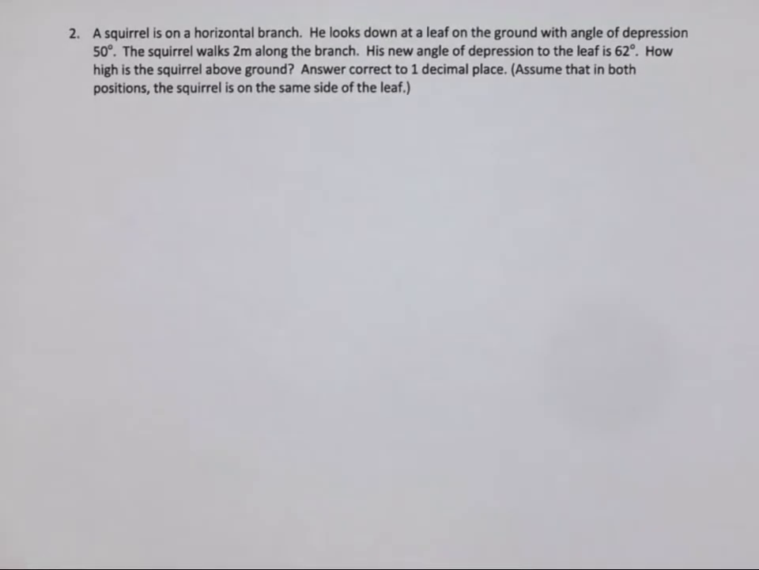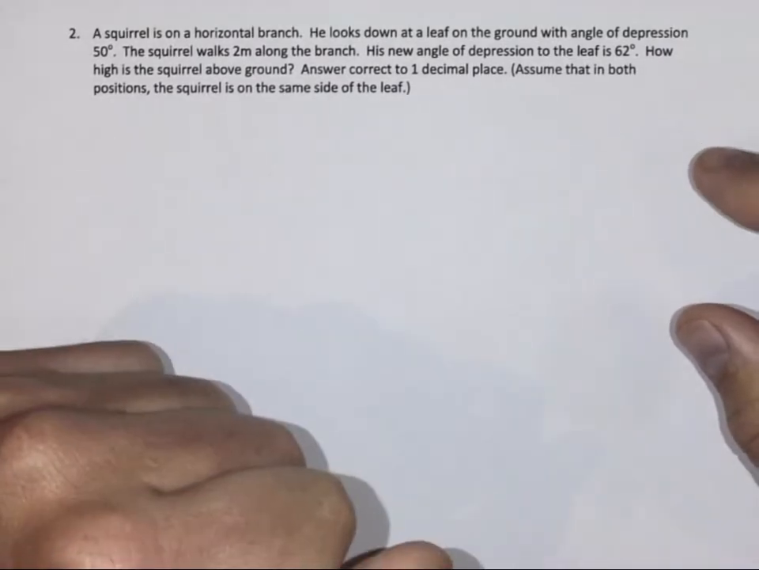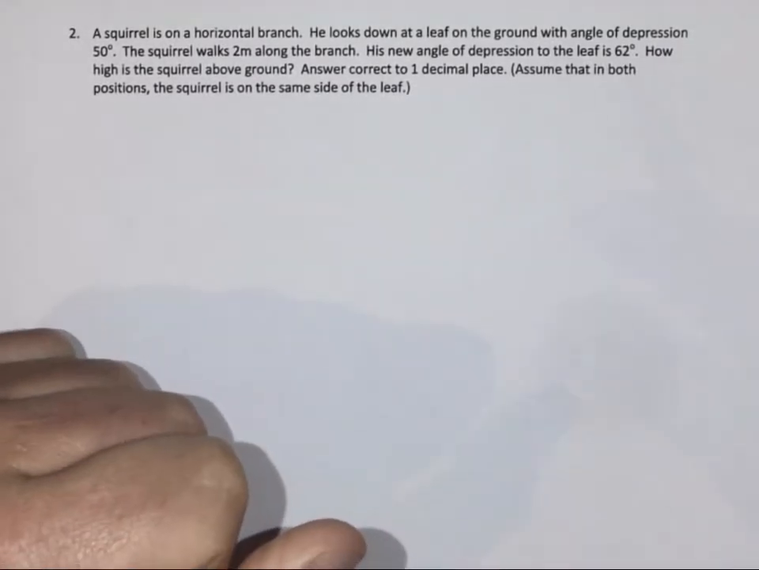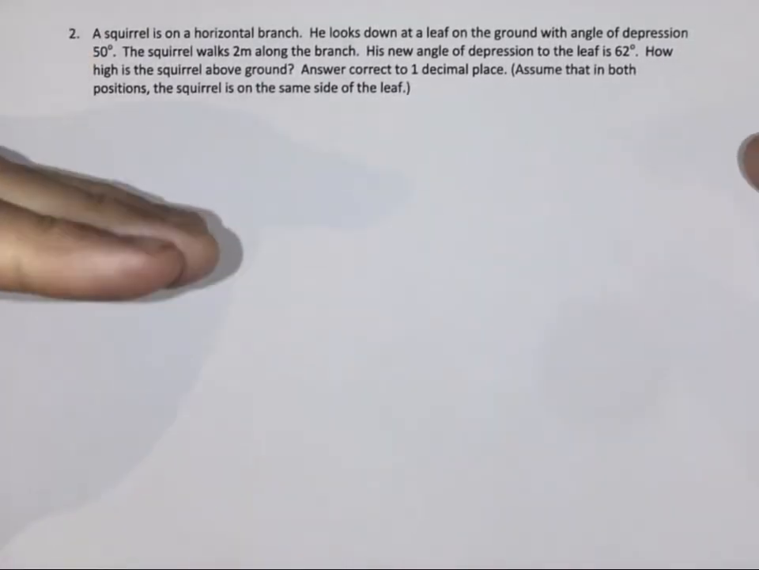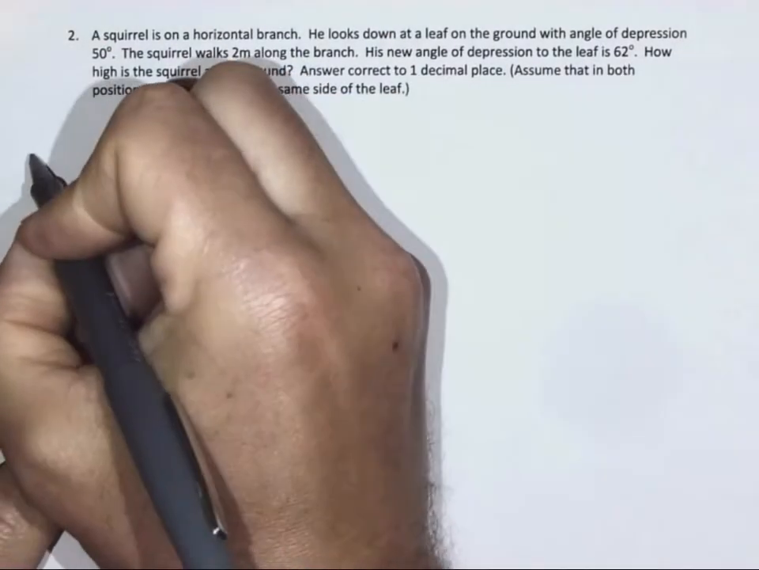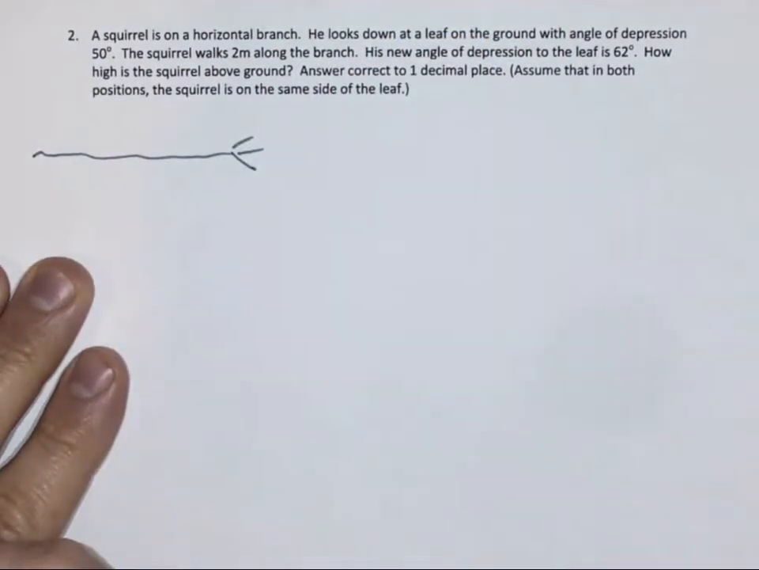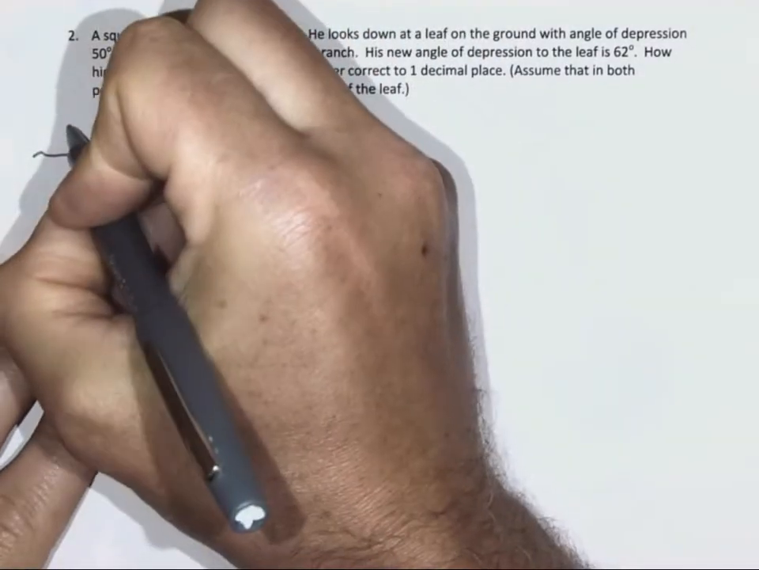Correct answer to about 1 decimal place. Assume that in both positions the squirrel is on the same side of the leaf, and we're going to say that their eyes are right down by their feet. They're crawling on all fours. So let's draw a picture to try and figure out what we're trying to figure out. There's our branch. We've got our squirrel.